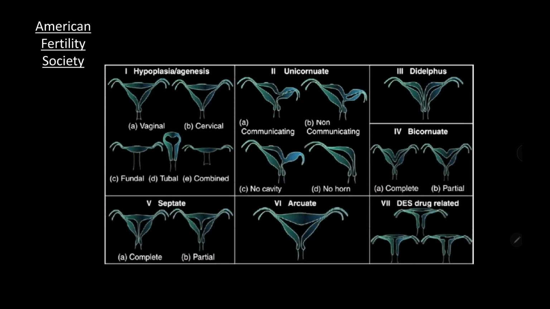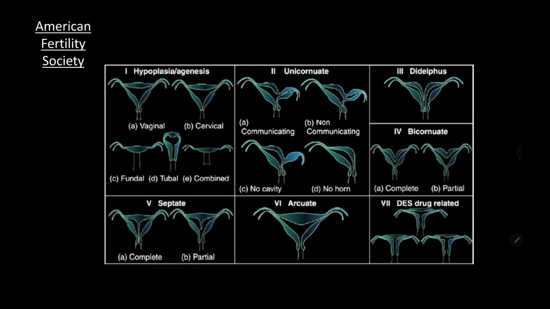AFS classified the Mullerian duct anomalies into seven classes. Some of the classes are again divided into subclasses. However, we are not going to discuss AFS in detail because we do not use this classification anymore. However, what we have to remember is that the American Fertility Society classification is very important because it forms the cornerstone of the classification system we use right now.